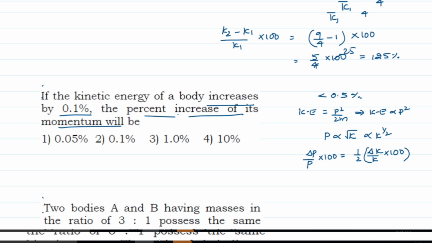So always remember, students, if 0.1 percentage is given, it means the whole value is given. So here you can take 1 by 2 into 0.1 percentage. Here you have to take 2, so it's going to 0.05 times. So here 0.05 percentage is the correct answer.